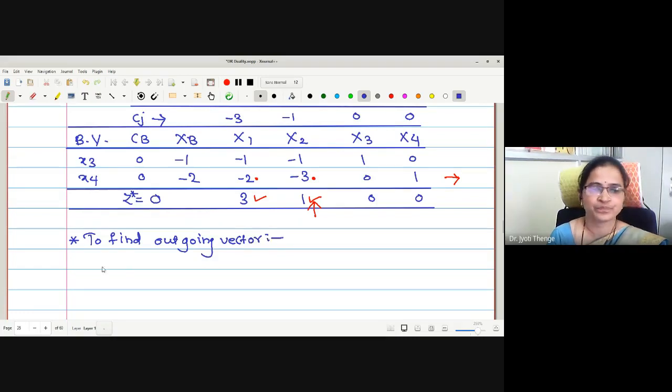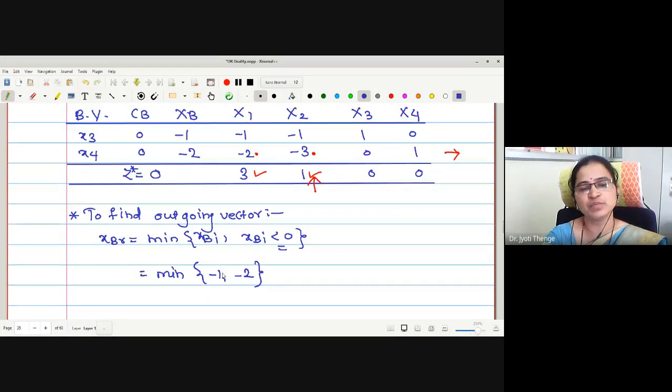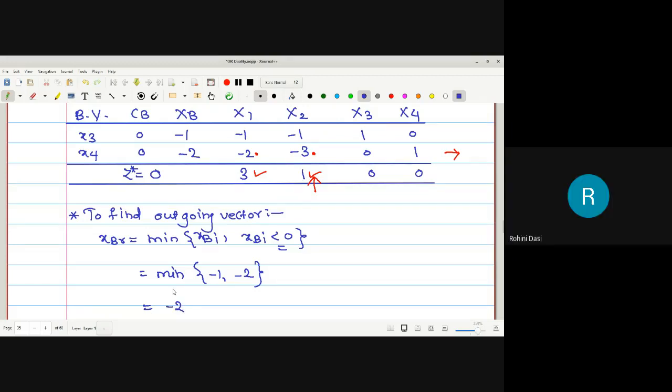What is the formula? XBR is equal to minimum XBI, provided XBI less than 0. Okay, those XBIs you have to take which are less than 0. How many XBI do we have here? XB1 and XB2, only 2, and both are negative. Therefore, we will put both the values here, minus 1 and minus 2. Which is the minimum? Minimum means most negative. Minus 2, no? Yes, ma'am.